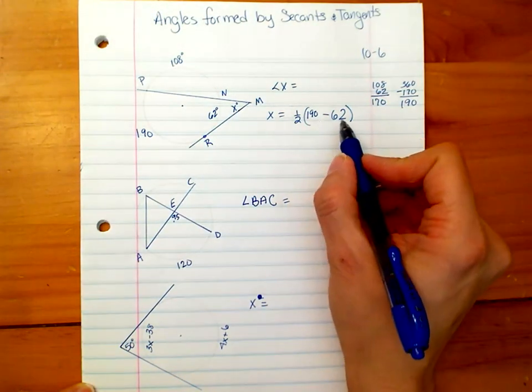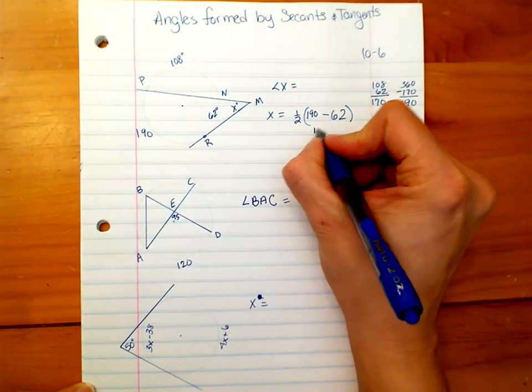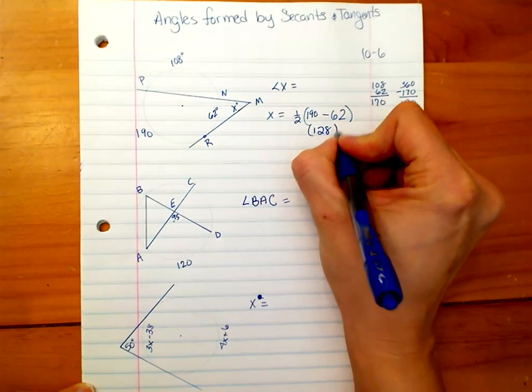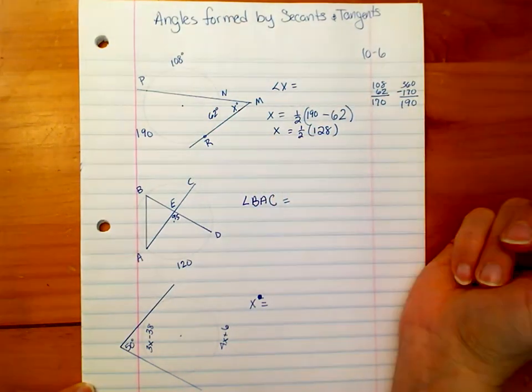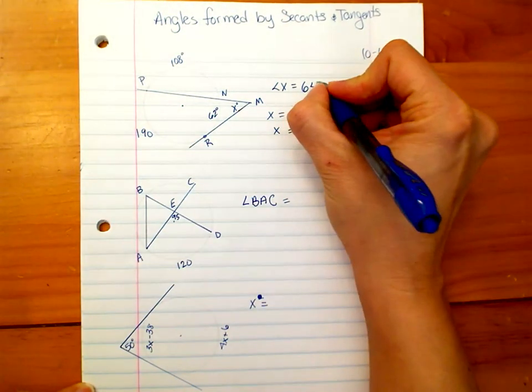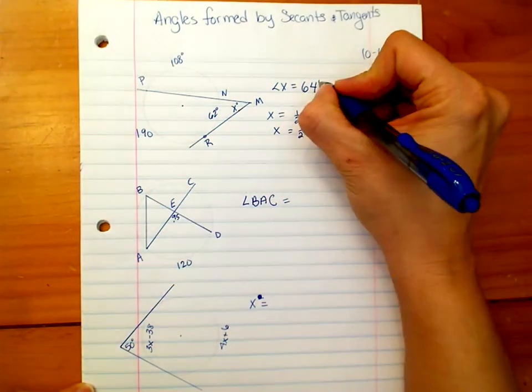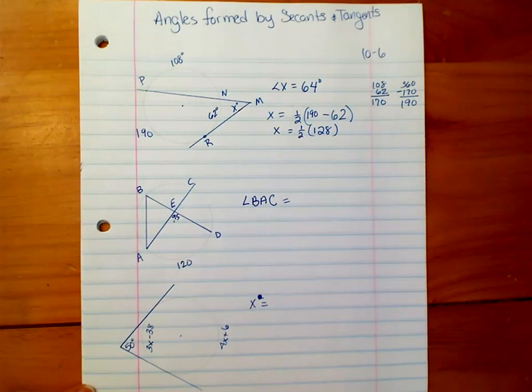What's 190 minus 62? That is 128. So I need to take half of it to find x, and half of 128 is 64. So my angle is 64 degrees for that problem.